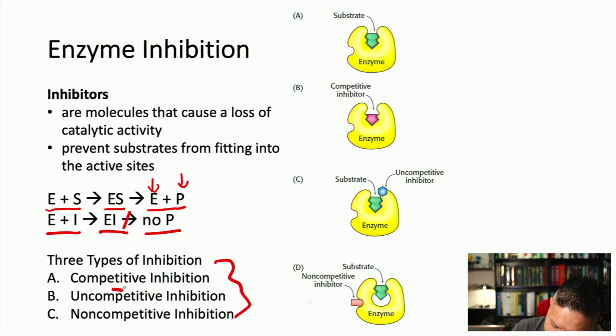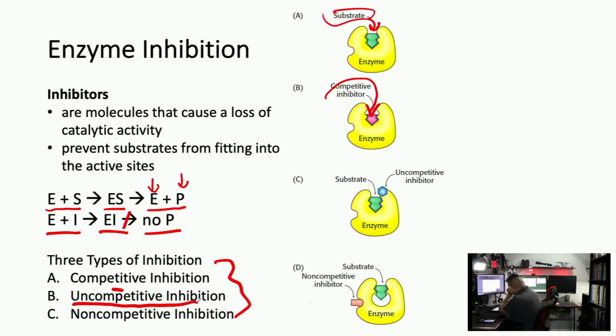So there are three types of normal inhibition here, right? There is competitive inhibition, and it sounds exactly like what it is, where a competitive inhibitor goes into the active site and blocks the substrate from going in there, right? It blocks the substrate from going in there. Okay.